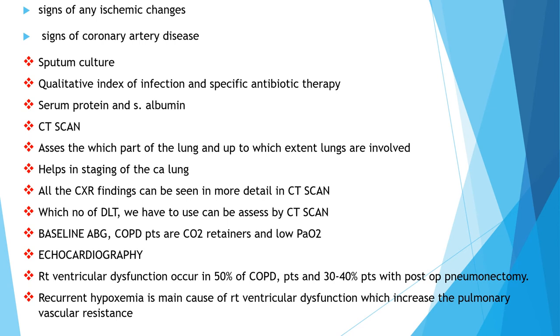Signs of any ischemic change. Signs of coronary artery disease. Look for signs and symptoms with a full investigation of the whole body, cardiac, renal, liver and so on. Sputum culture, in case I suspect atelectasis or consolidation, a culture of the sputum. A qualitative index of infection, CT scan, albumin, echocardiography, and baseline ABG. These tests are for our patients so we can check their signs and symptoms within the framework of a full investigation.